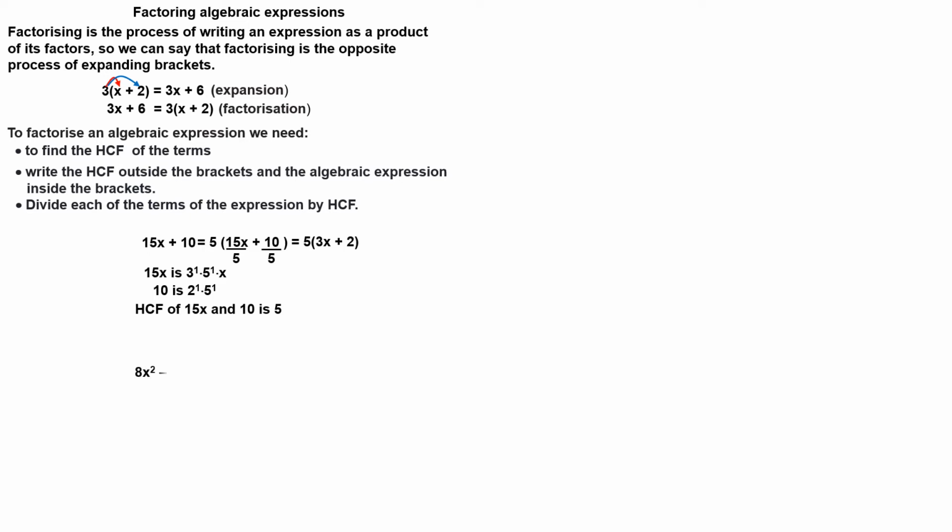Another example. Find the highest common factor of the terms. Write the highest common factor outside the brackets and the algebraic expression inside the brackets. Divide each of the terms of the expression by the highest common factor. Simplify now and get the factorized form of the algebraic expression.